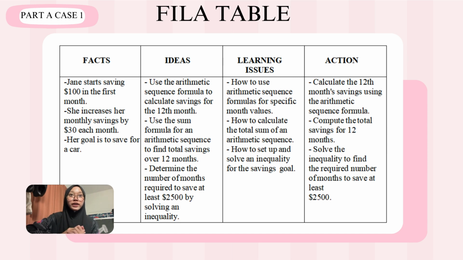For this case, first is the fact. Jane starts by saving $100 in the first month. Secondly, every month she increases her savings by $30. And lastly, her goal is to save enough money to buy a car.